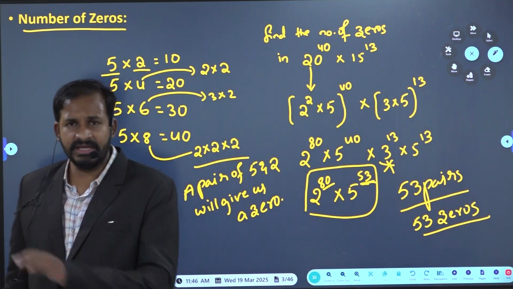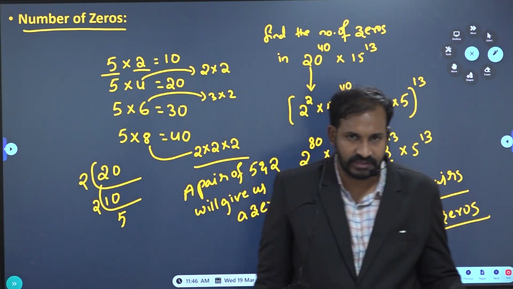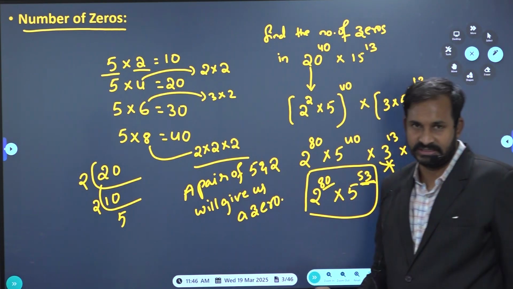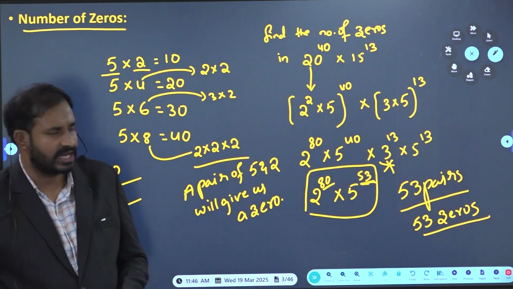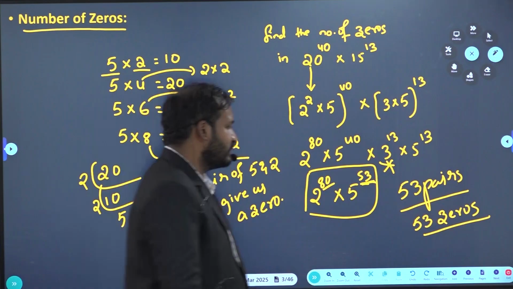Like this, in any question, we only concentrate on 2's and 5's. Based on the number of 2's and 5's, we will decide our final answer. Whichever power is less, in general we will consider that power as our answer, and we take that as our number of zeros.